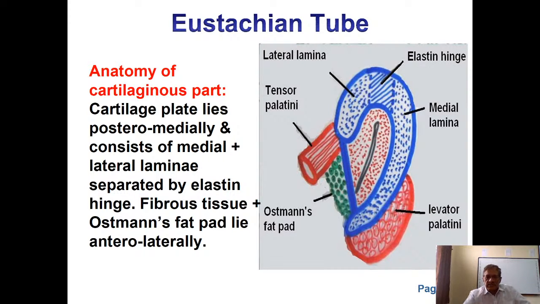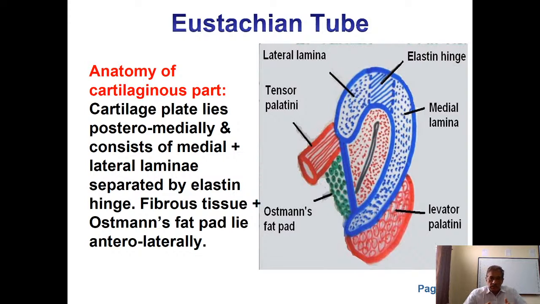So roughly, you just remember, Eustachian tube is a tube which has got two components. One is the cartilaginous part and the bony part, and the cartilaginous part is the one where the cartilage is not totally surrounding the Eustachian tube, but is surrounding the superior and the posterior part. Whereas the anterior inferior part has fibrous tissue and a pad of fat.